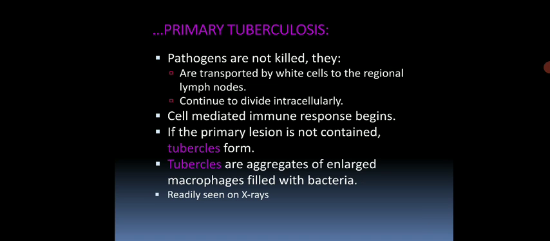Then the pathogens are not killed; they are engulfed but not killed, and they reside in macrophages. They are transported by white blood cells to the regional lymph nodes, and they continue to divide intracellularly, and the cell-mediated immune response begins. If the primary lesion is not contained, it forms a tubercle. Tubercles are aggregates of enlarged macrophages filled with bacteria, so you can see them readily on X-rays.